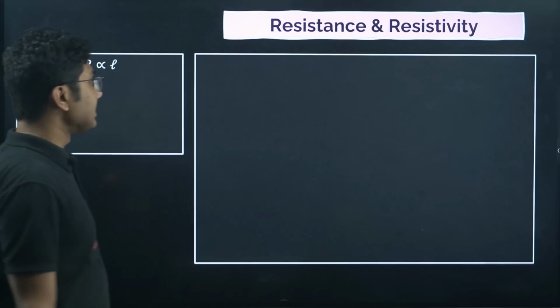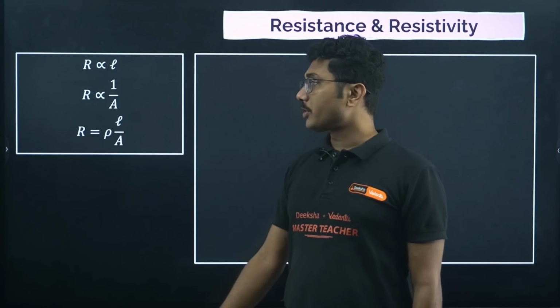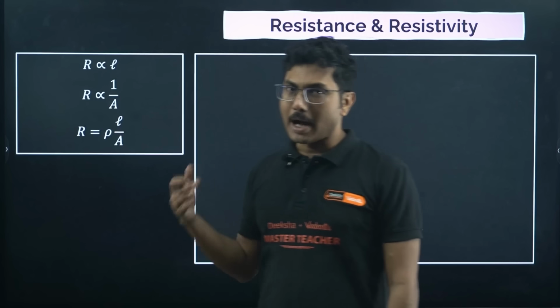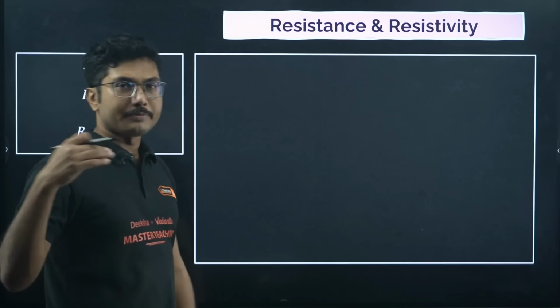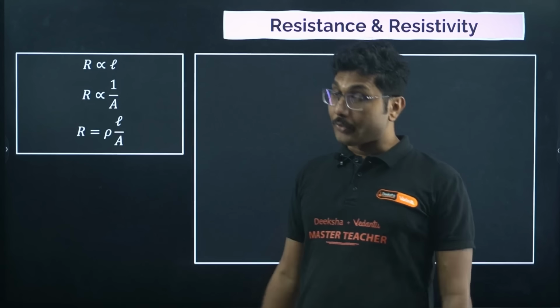Now, resistance and resistivity. Resistance is proportional to length and inversely proportional to area, so resistance is rho L by A. Now remember, area is pi r squared for a circular cross section. You have to remember that, because based on the question it can be a circular cross section or a square cross section as well.